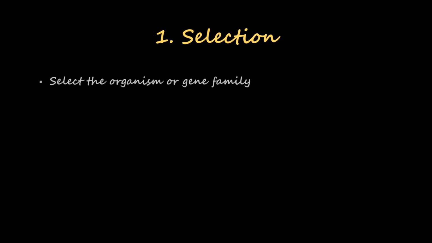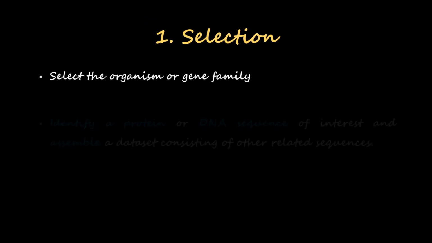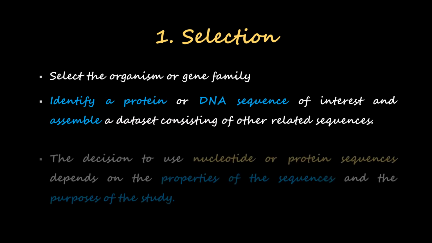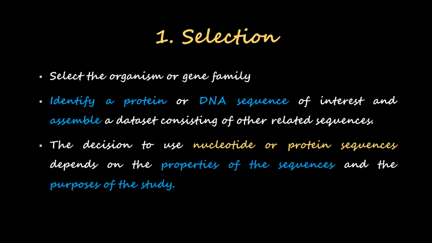First is selection. We select the organism or gene family, identify a protein or DNA sequence of interest, and assemble a data set consisting of other related sequences. The decision to use nucleotide or protein sequences depends on the properties of the sequences and the purposes of the study. So it is dependent on the user who is performing the experiment.